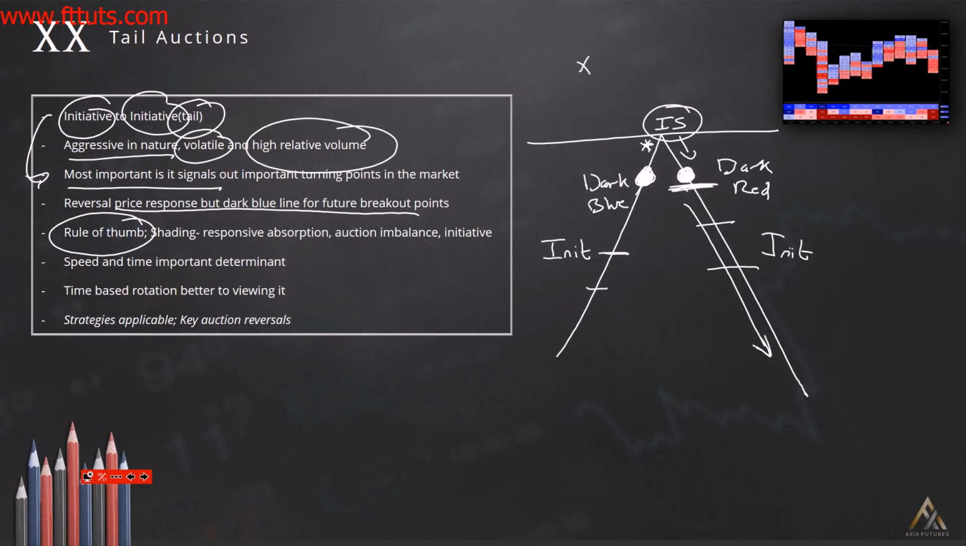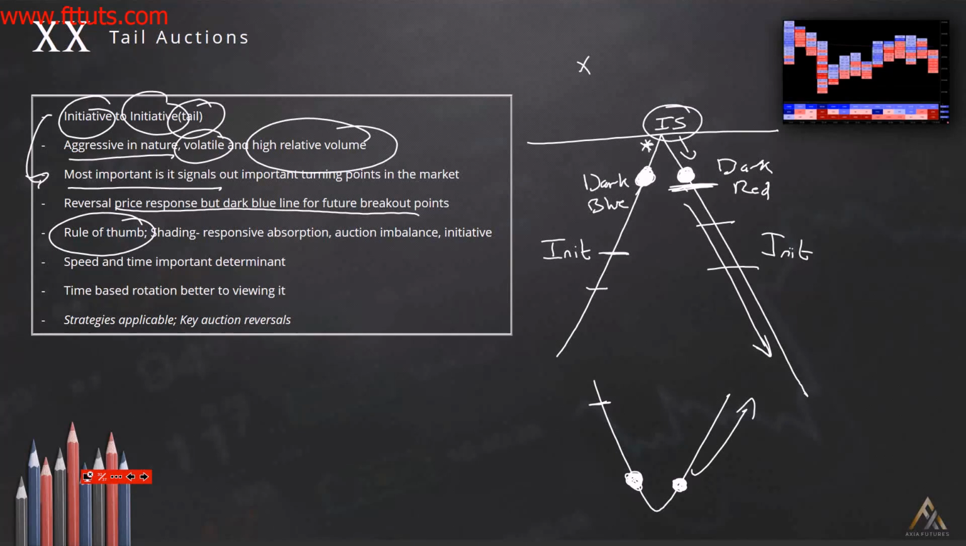Now if I drew that on the V-shaped reversal, similarly we'd see some initiative selling, run into some darker shades of red this time. That will be the responsive buying. The initiative buying will step in, take it back to the bid, run into some responsive secondary selling before the initiation continues in the opposite direction.